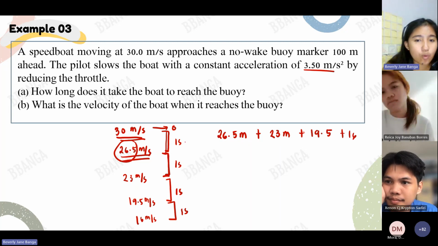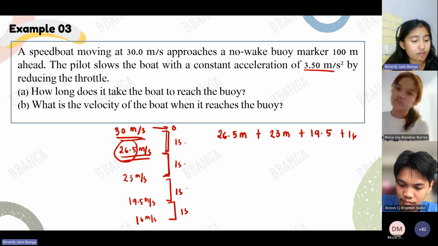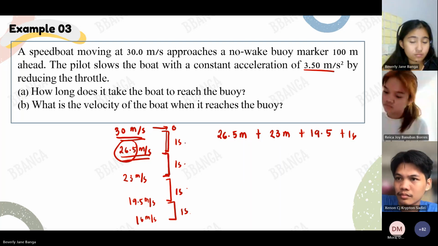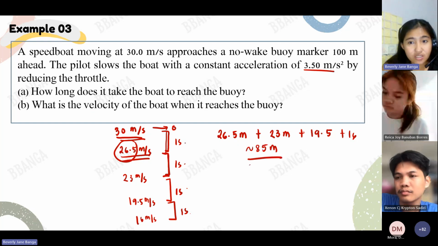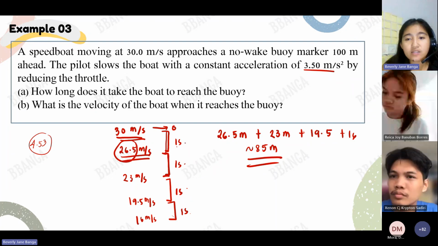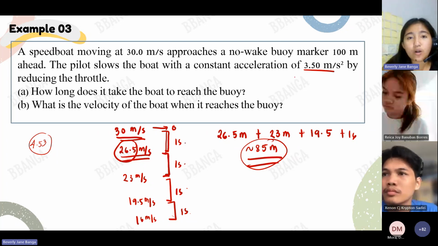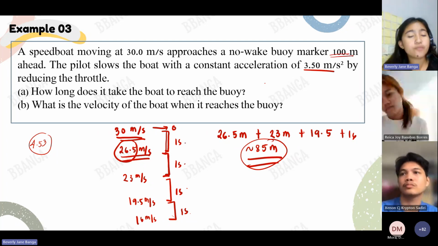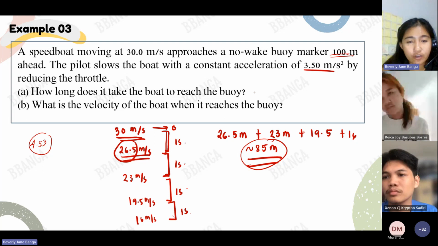So in this timeline, 1, 2, 3, 4 seconds, meron na siyang na-travel na total, kung i-add natin lahat to, approximately 85 meters. Okay? Eh yung time na nakuha natin kanina is 4.53, di ba? So ibig sabihin, in 4 seconds na kompleto niya na yung 85 meters, konti na lang yung kailangan niya para makompleto yung 100 meters, and therefore the correct time is yung 4.53 seconds.